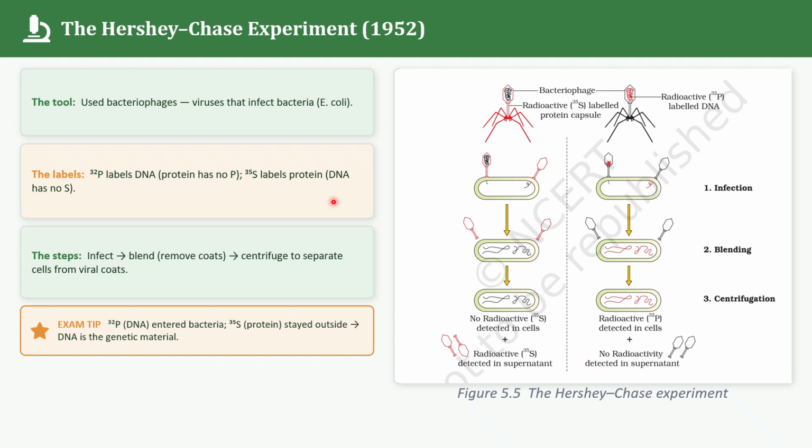DNA contains phosphorus; proteins do not. Therefore, DNA becomes radioactive with the help of radioactive phosphorus. And for radioactive sulfur, proteins contain sulfur, DNA does not.